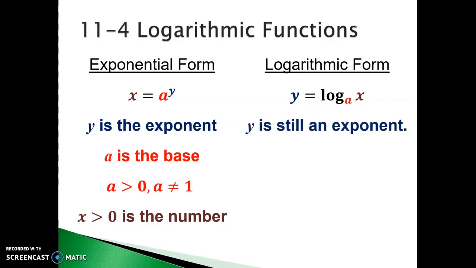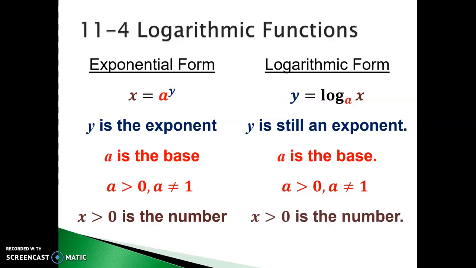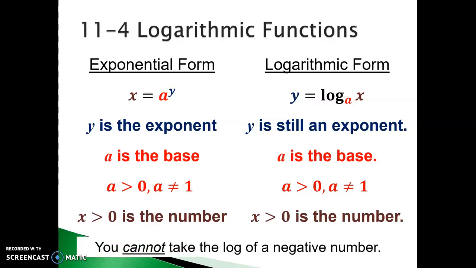So in the logarithmic form, y still represents the exponent, a still represents the base, so the base has to be greater than 0 and not equal to 1, and x still has to be a positive number. So the thing to remember, because x has to be a positive number, you cannot take the log of a negative number. Think back to that green graph. We had an asymptote at x equals 0, and there were no green points to the left of the y-axis.